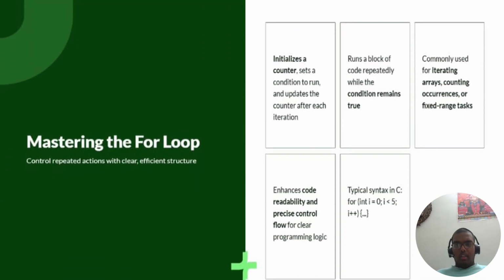Now, the loops can be divided into two types: pre-test loop and post-test loop. Pre-test loops are the loops which check the condition before the variable or the given data enters into the given block of statements. There are two different loops in pre-test loops. Those are for loop and while loop.